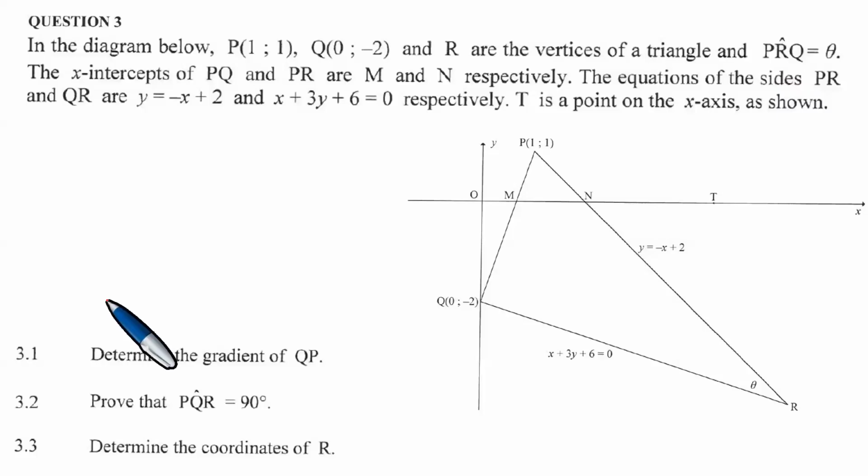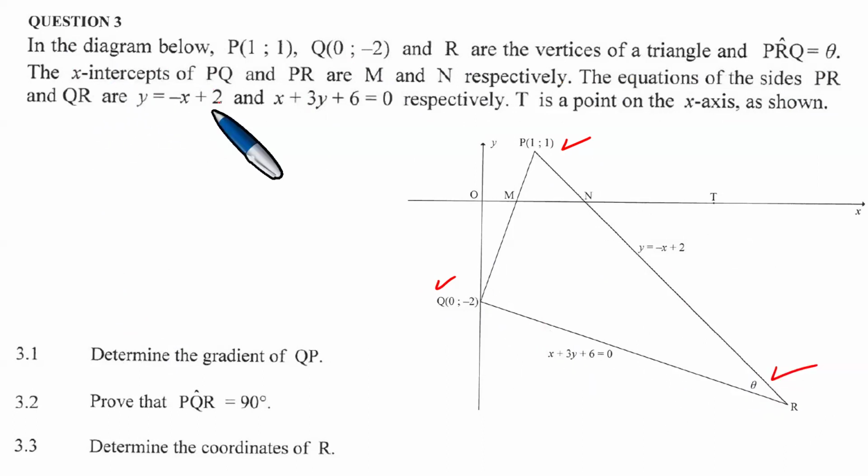In this lesson, we shall look at analytical geometry, but also we shall focus on Euclidean geometry as well. In the diagram below, P with coordinates (1, 1), and here is the point P, clearly there. Q with the coordinates (0, -2) here, and R are the vertices of a triangle. The angle PRQ is theta. You have the angle PRQ, which equals theta here.